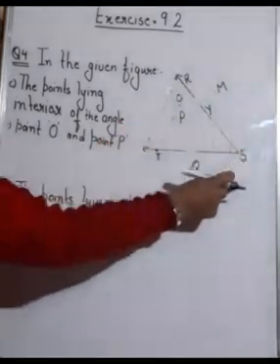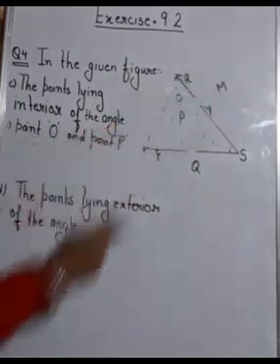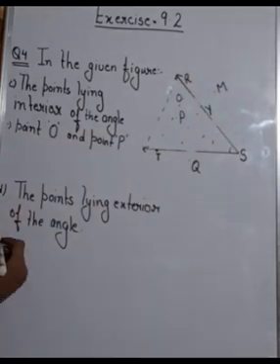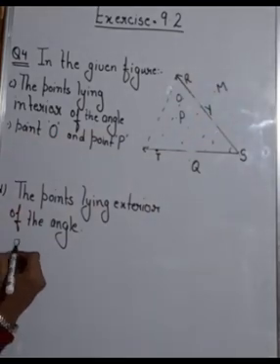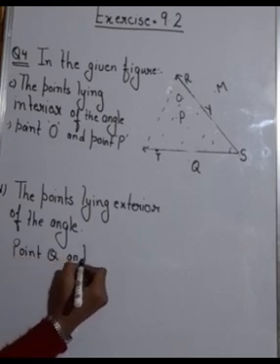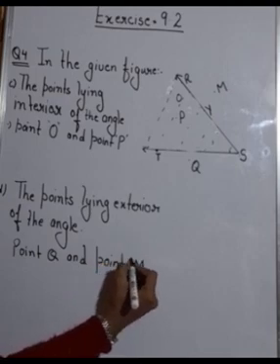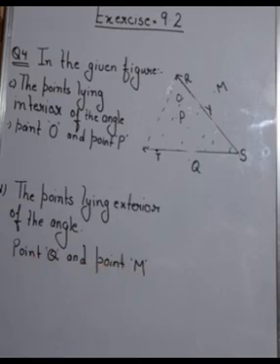So this portion is known as the exterior of an angle. You can see that point Q and point M are lying in the exterior of the angle. So you will write point Q and point M. These 2 points lie in the exterior of an angle.